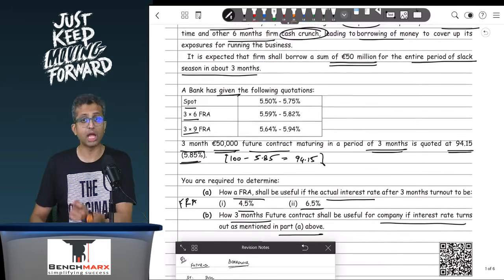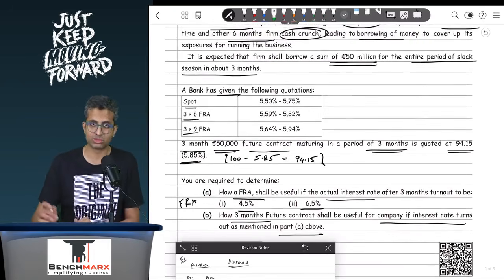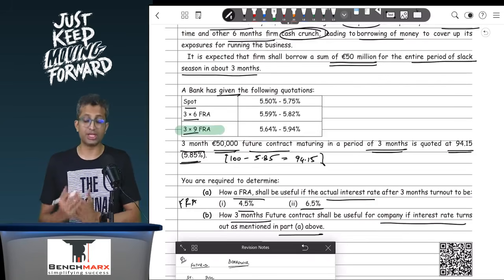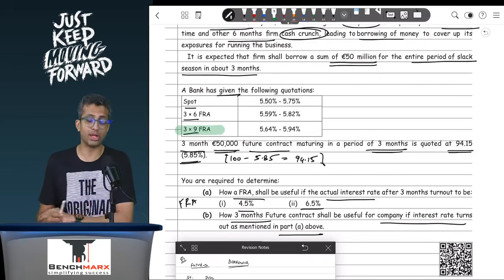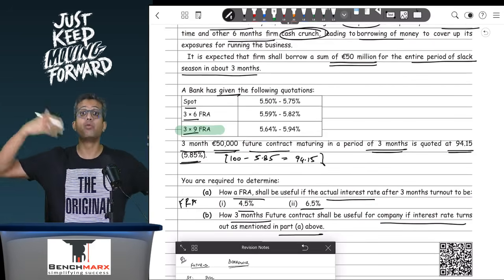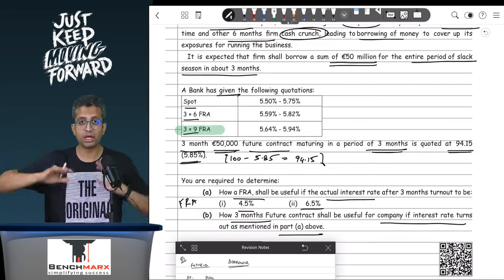You need money after 3 months for a period of 6 months. Which FRA will you select? So we will select the 3 by 9 FRA. A very common mistake over here: would a student go to 3 by 6? We will have to take the 3 by 9 FRA. That is, you need money after 3 months for a period of 6 months. So that will be a 3 by 9 FRA.